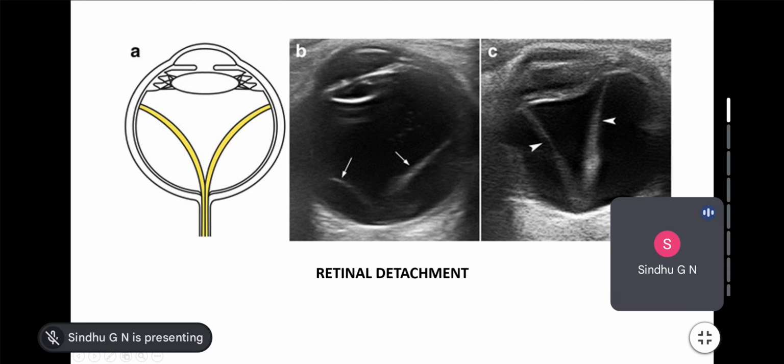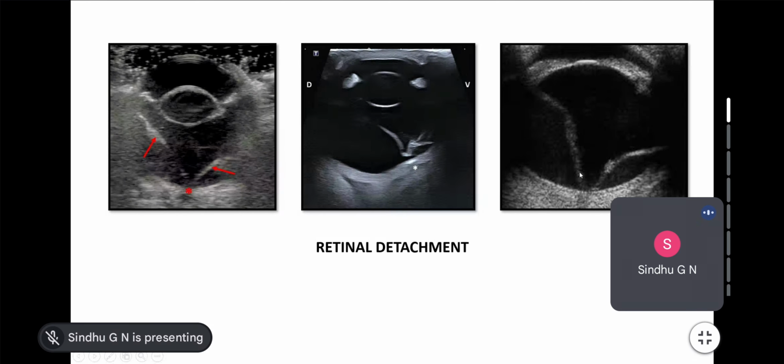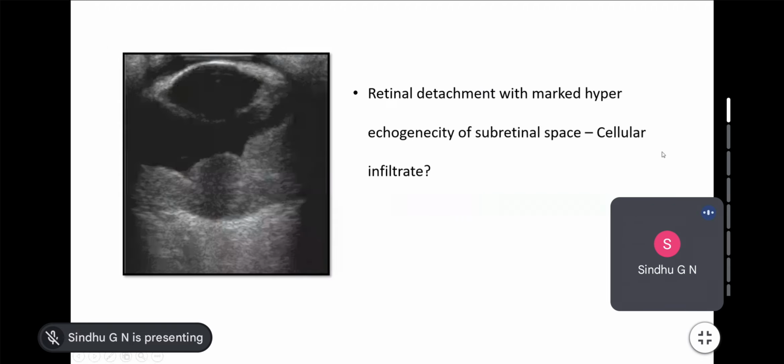Here also we can see a similar pattern of retinal detachment. There is some hyperechogenic fluid in the subretinal space. It can be a cellular infiltrate, hemorrhage, or a tumor.